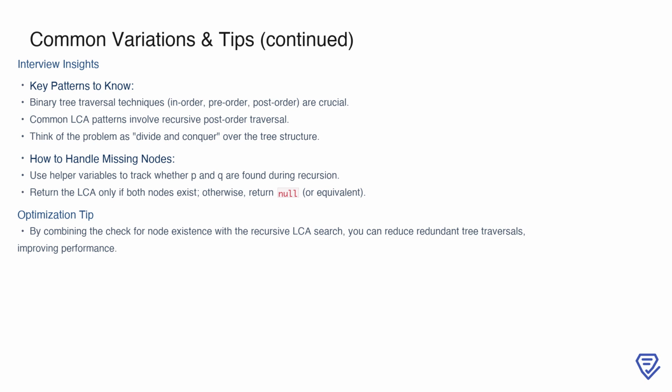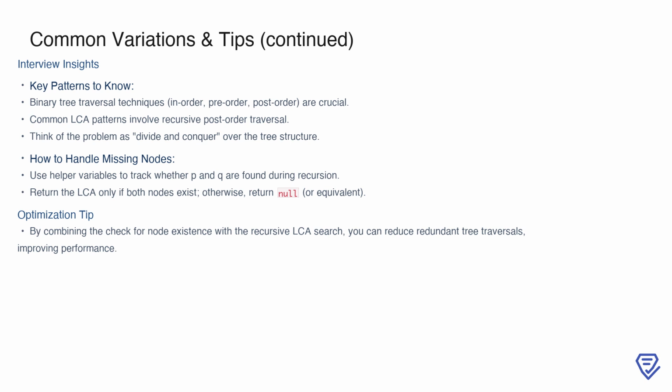You should approach the problem using the divide and conquer strategy over the tree structure, breaking down the problem at each node. To handle cases where nodes may be missing, use helper variables to track whether P and Q are found during recursion. This ensures you only return the LCA when both nodes exist in the tree. If either node is missing, return null as specified in the problem.